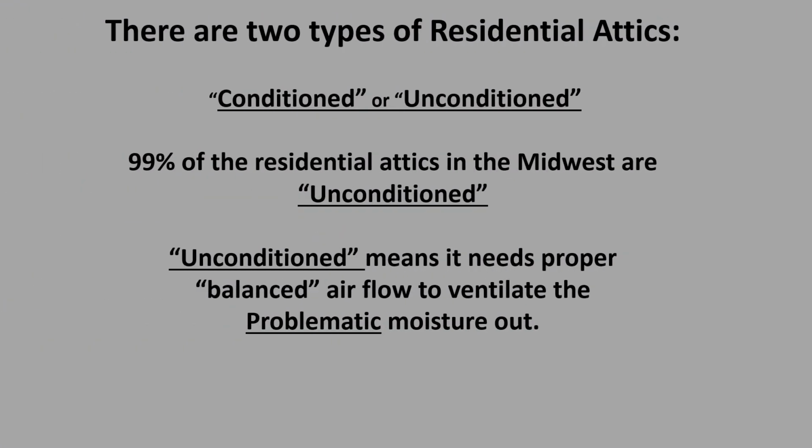Some information you should know. There are two types of residential attics, conditioned or unconditioned. Now, 99% of the residential attics in the Midwest are unconditioned. Unconditioned means it needs proper balanced airflow to ventilate that problematic moisture out. Boy, we're going to see some of that.